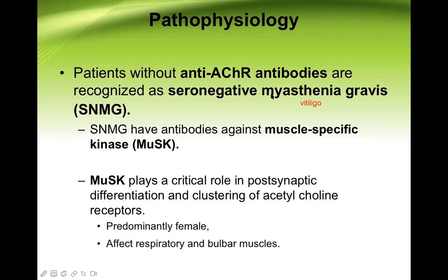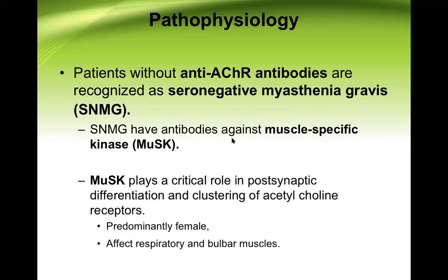Now let's move on. Let's talk about some other important points regarding pathophysiology. Sometimes patients don't have anti-acetylcholine receptor antibody. They are known as seronegative myasthenia gravis patients. Almost 80 to 90% of patients have acetylcholine receptor antibody, but about 10 to 20% don't have it. So they are known as seronegative myasthenia gravis.